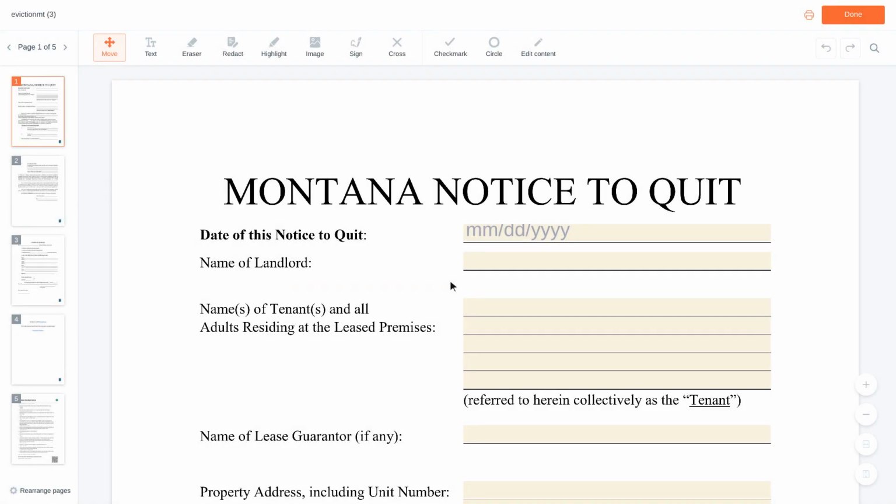Let's fill out the Montana Eviction Notice together, the written notice a landlord serves before an eviction case can begin, and check what the state asks of it as we go.